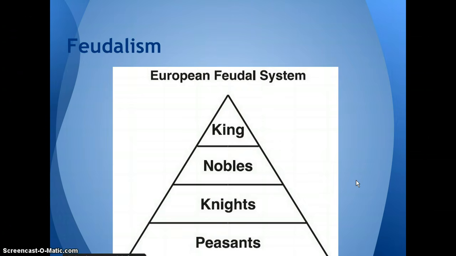So here's a really basic pyramid showing you what feudalism looked like in Europe. So you can see at the top would be the king. Obviously he's going to technically own all the land and have the most power in the area. Beneath the king would have been nobles, beneath nobles were knights, and beneath knights were peasants.